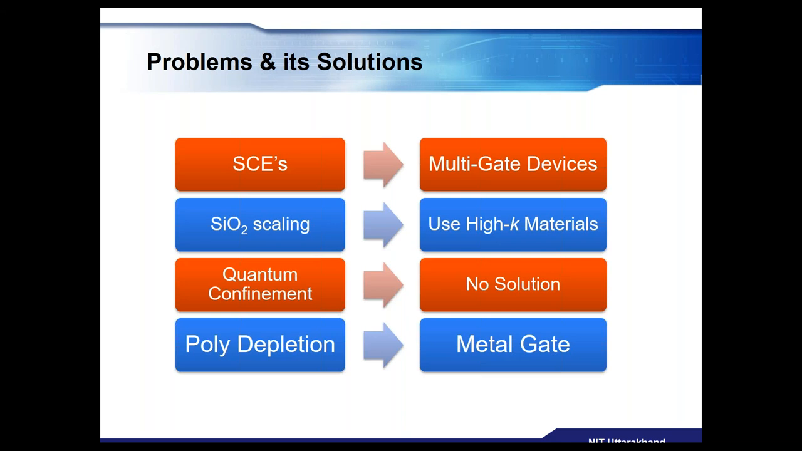So what are the proposed solutions for that? There is the solution of multi-gate devices and others, like we have already discussed about SiO2 scaling, or you can say the physical limit that we have seen earlier. Intel has already proposed a solution: you can use a metal gate and high-k gate dielectric materials. Then for quantum effects, there is no solution.